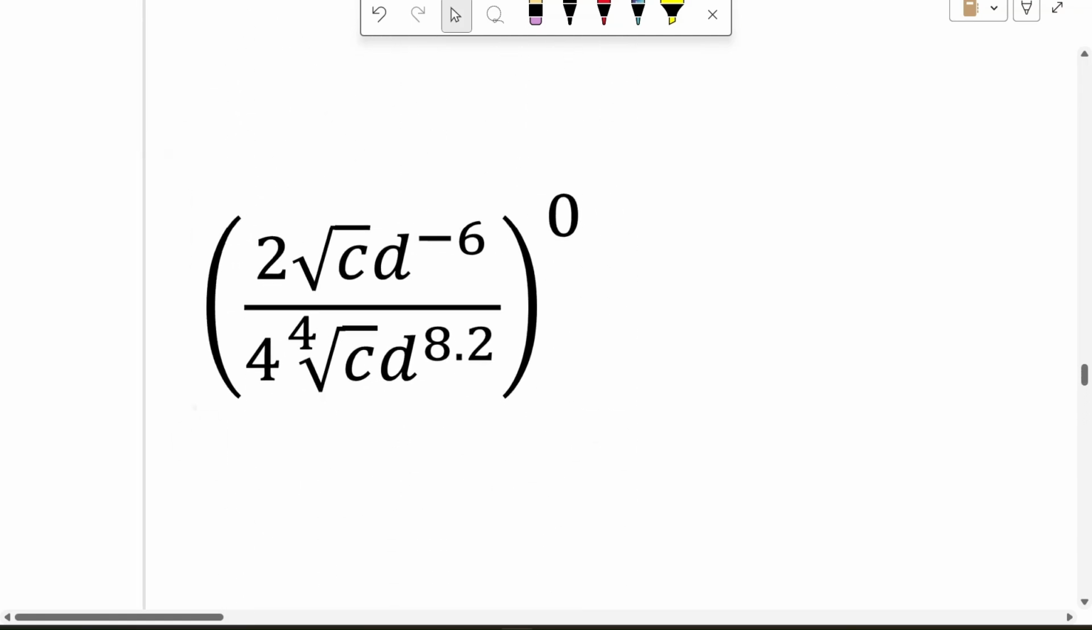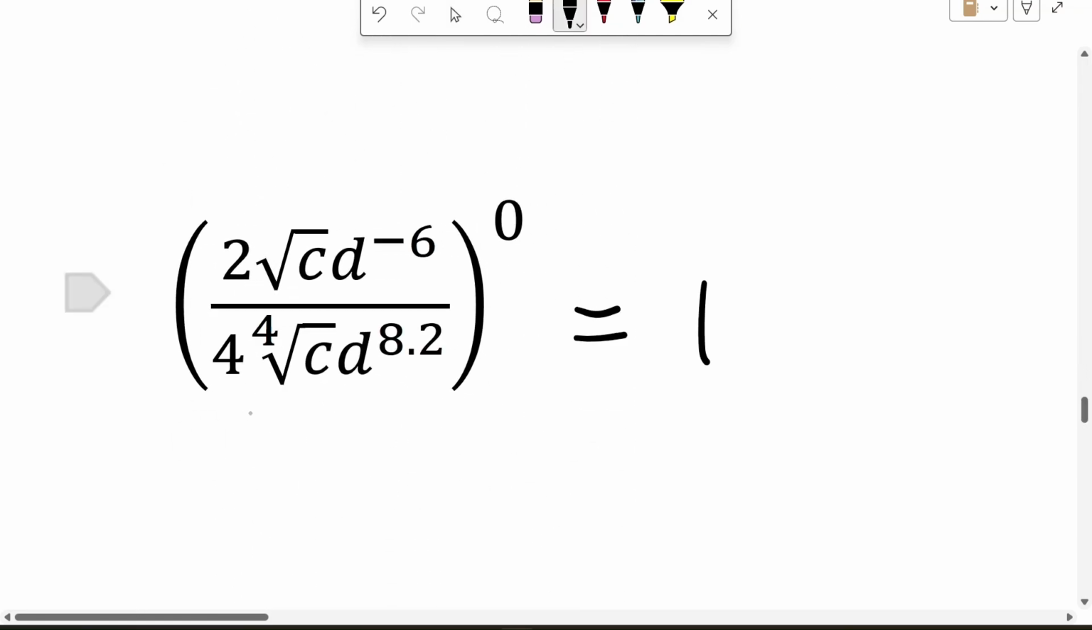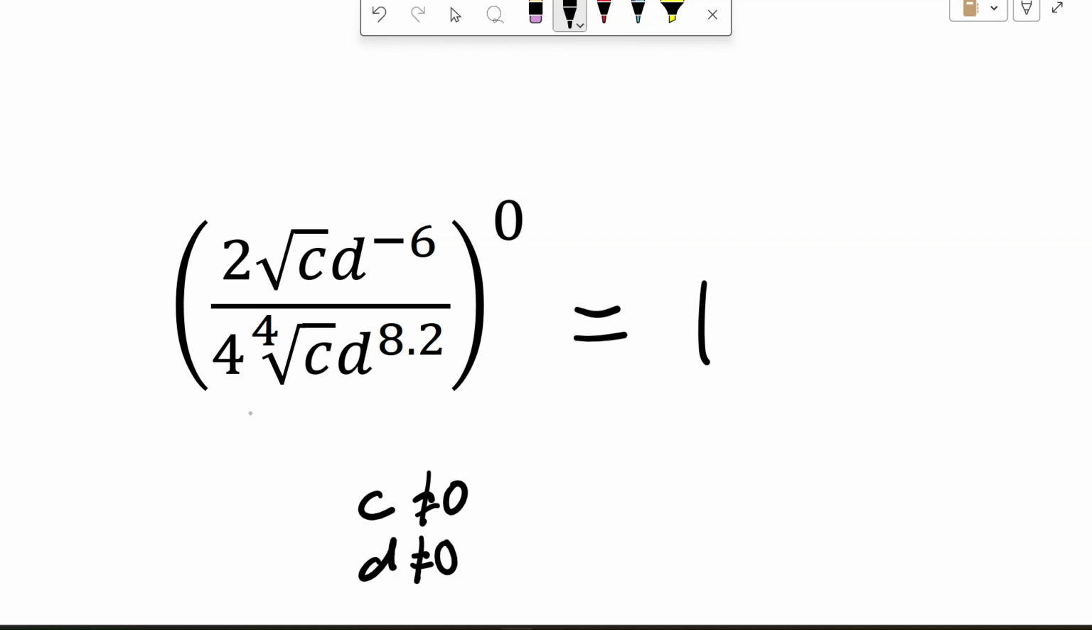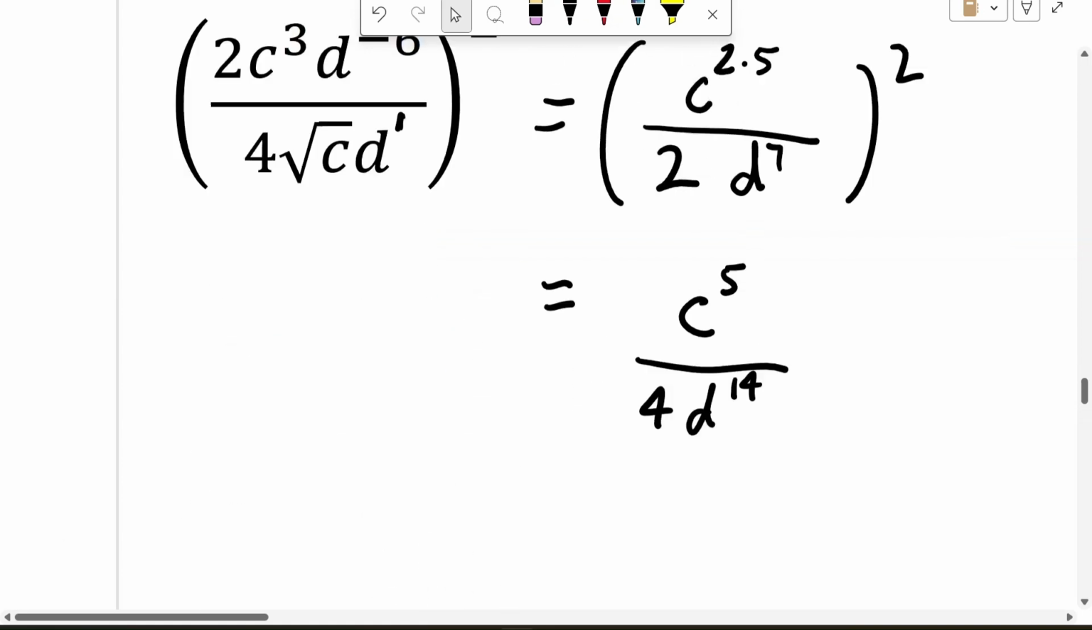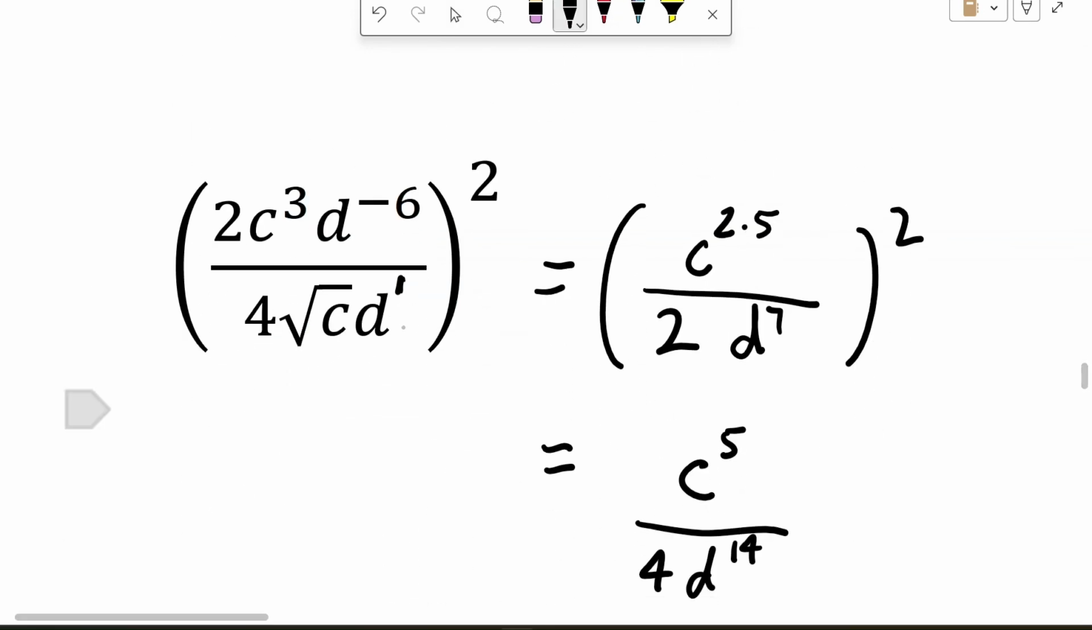This horrible messy thing, all to the power of 0, is just 1, because anything to the power of 0 is 1. The only little nuance here is I would have to make sure that c does not equal 0 and d does not equal 0 there. Otherwise you're sort of dividing by 0 and it gets a bit messy. Technically here I'd also want to specify the same thing, so c can't be 0 and d can't be 0.